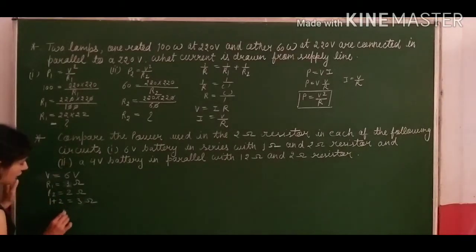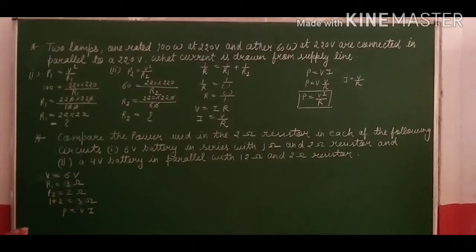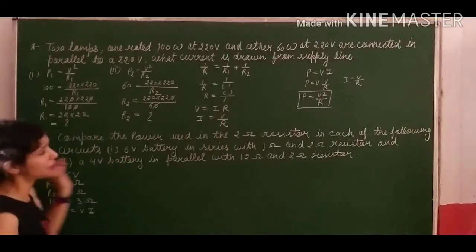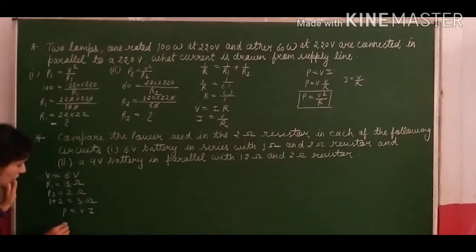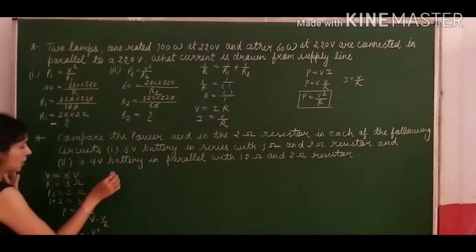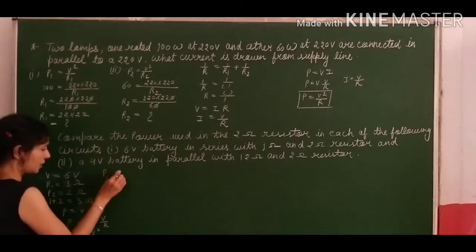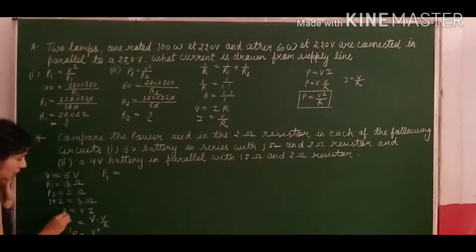Now you know that P equals V into I. Here we have the resistance, and V is given as 6 volts, so we can use that formula also. P equals V square over R. P equals V into, in place of I we can put V over R. So we have the formula V square over R. V is given as 6 volt, so you can put it there for P1, the first case.